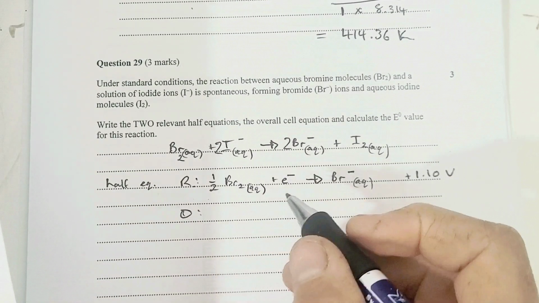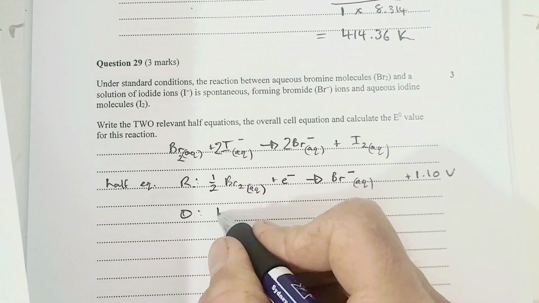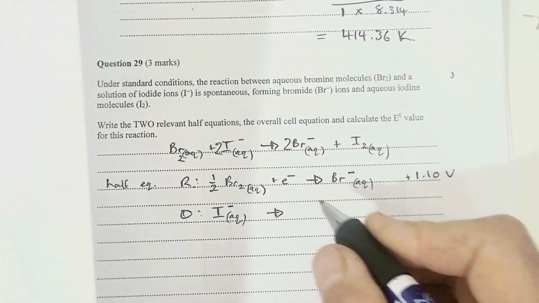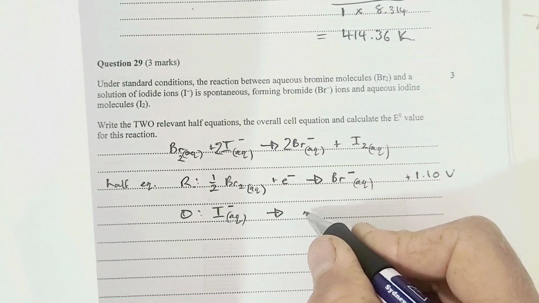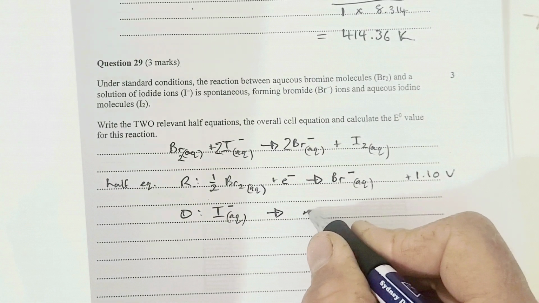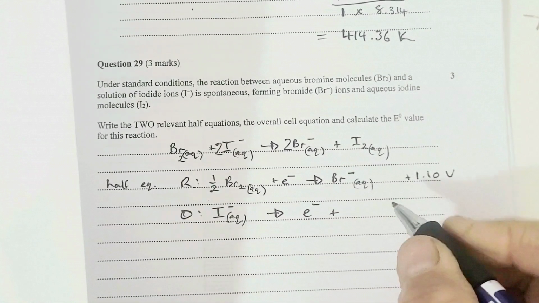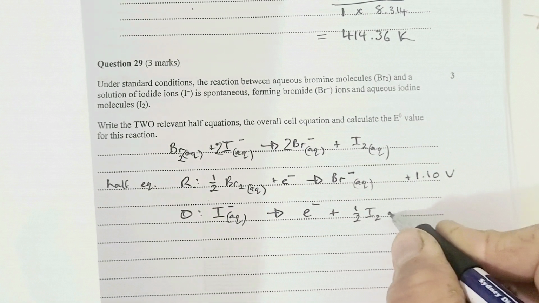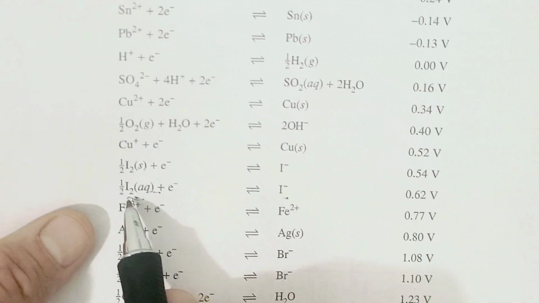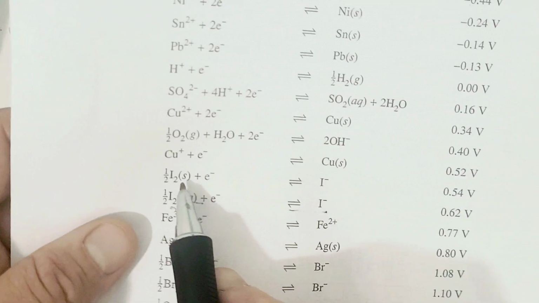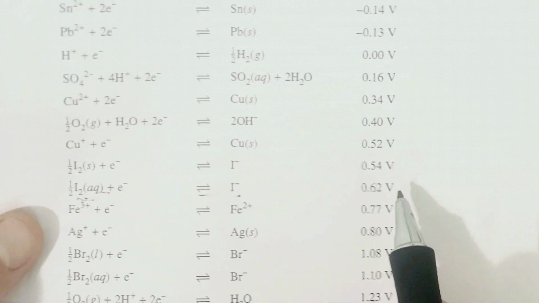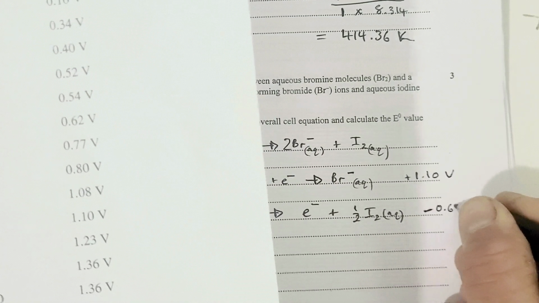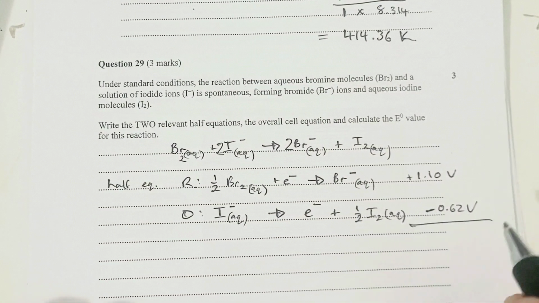And the oxidation is iodine aqueous ion, and it accepts the electron. Well, it turns into half I2 plus electron. Now, in this case, we're not choosing the solid, we're choosing this one here, and we're going to reverse that. So not 0.62, minus 0.62.